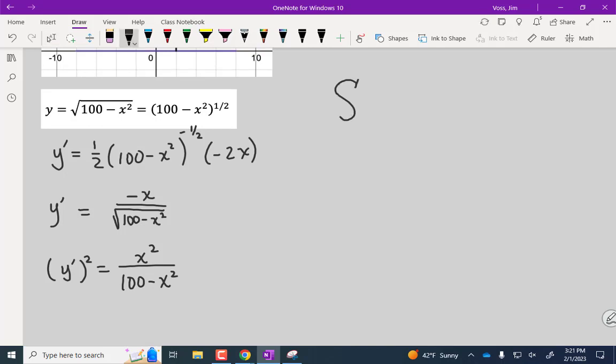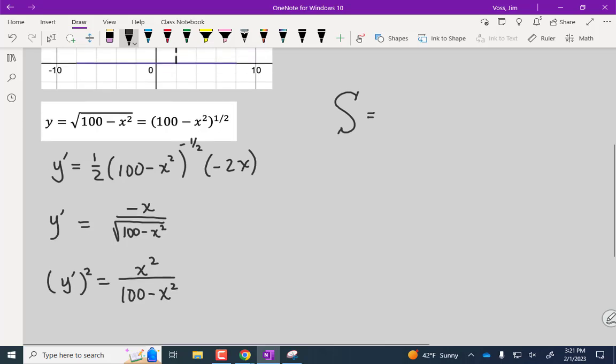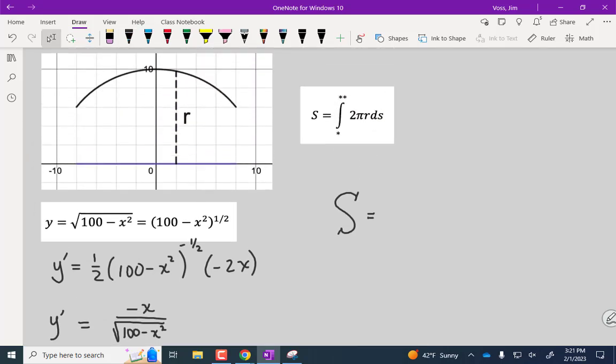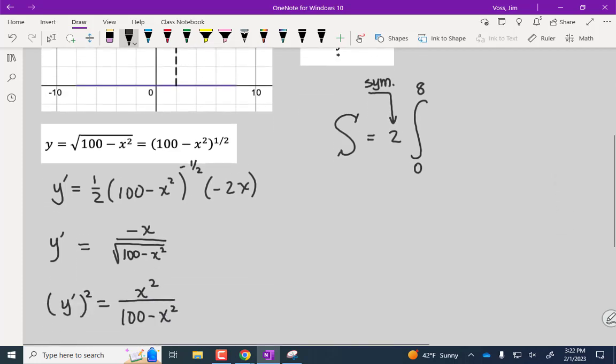So S, surface area. Let's look at the graph here and notice that there's actually some symmetry. So this curve is symmetric about the y-axis. We're going from -8 to 0 and 0 to 8. So we could just find half the area and double it. So let's put in a 2 for symmetry. That 2 right there is because the curve is symmetric about the y-axis. And instead of integrating from -8 to 8, now we only have to integrate from 0 to 8. So this will give us half.